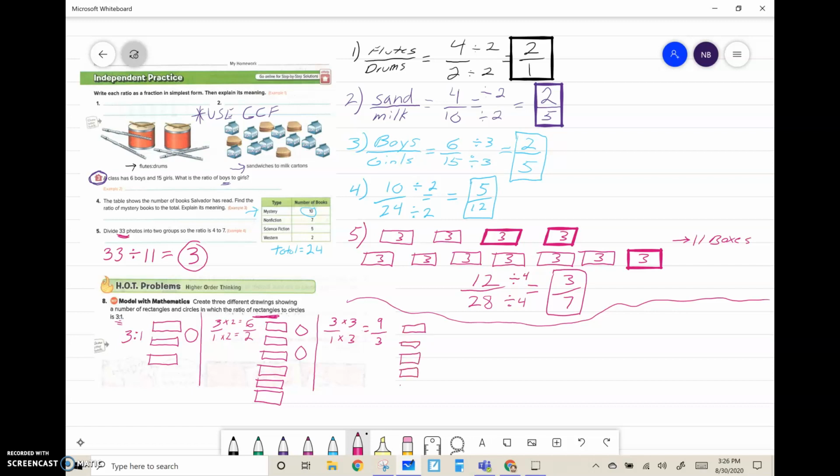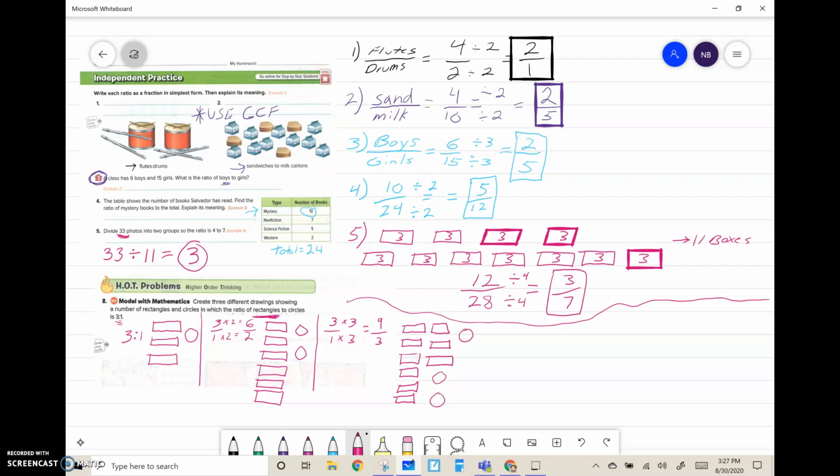Sorry for my drawings. It's hard drawing with a tablet and a pen. Let me clean that up a little bit. There we go. Okay, so now we have 9 rectangles and we need 3 circles.